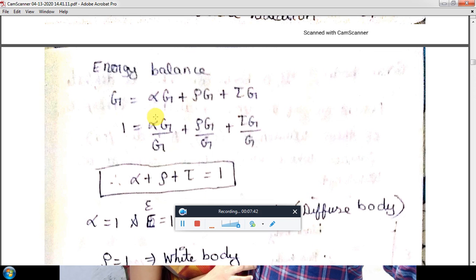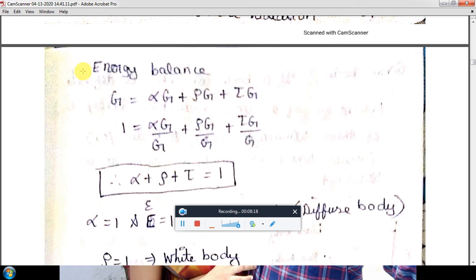Irradiation is the total incident radiation. G is called irradiation or total incident radiation. The total incident radiation will be equal to the following. When an irradiation is incident on a surface, a part of the radiation will be absorbed by the surface. That is called alpha G. A part of the radiation will be reflected by the surface. That is called rho G. And a part of the radiation will be transmitted across the surface. It's called tau into G.